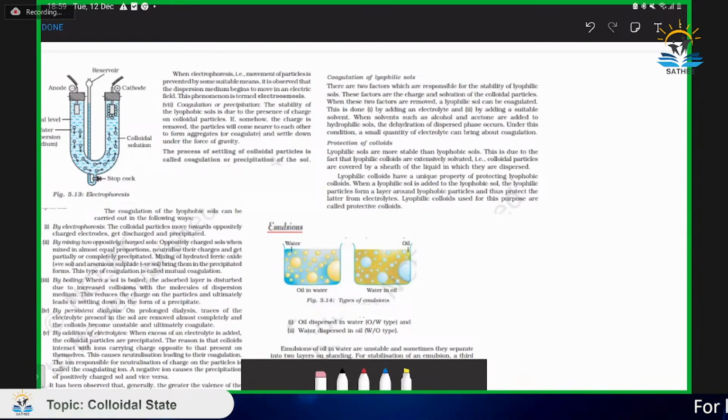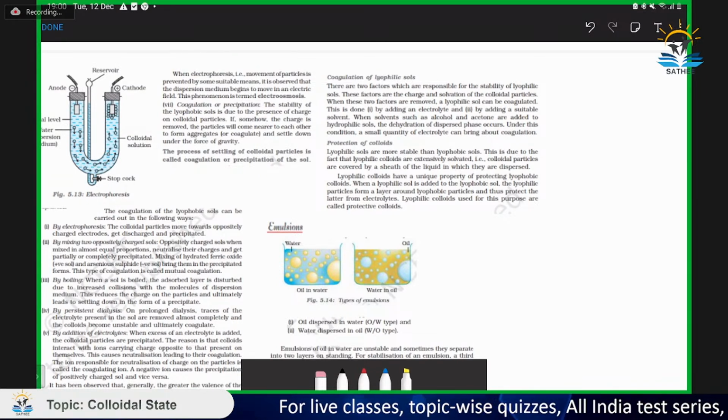For example, when solvents such as alcohol or acetone are added to hydrophilic sols, basically hydrophilic are polar, highly polar, and your acetone and alcohol are comparatively less polar. So then the dehydration of the dispersed phase occurs under this condition. A small quantity of electrolyte can bring about coagulation. There needs to be a trigger. I don't know the reason.